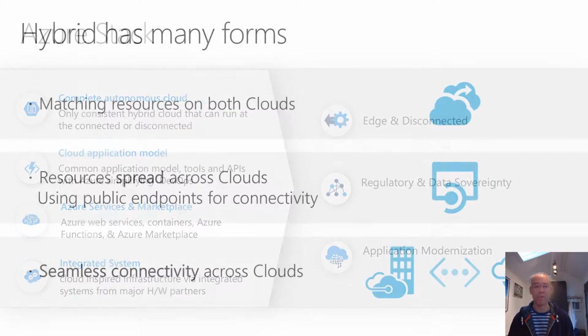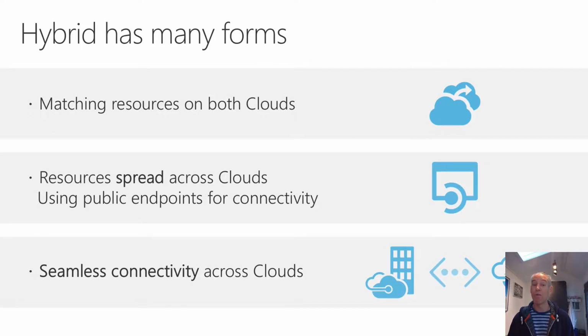So there are several forms of hybrid. The first, simplest form is that you can build things the same way in more than one cloud. And that's obviously true for Azure Stack. You can use ARM principles and ARM templates and the same APIs to deploy applications and workloads to the public cloud as you can to deploy to Azure Stack.